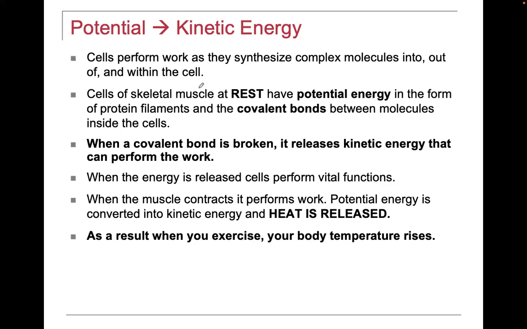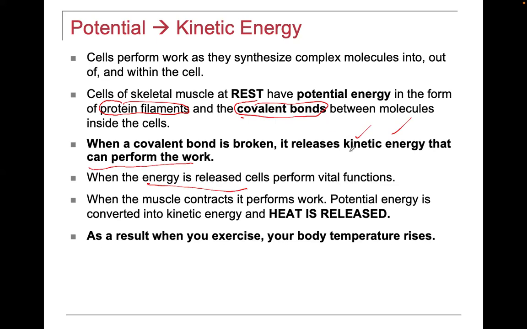The cells of skeletal muscle at rest have potential energy. And the potential energy is in the form of protein filaments. And the protein filaments are held together by covalent bonds. When those covalent bonds are broken, it releases kinetic energy. That's energy in motion, and now you can perform the work. When the energy is released, the cells can perform their function. When the muscle contracts, it's performing work.